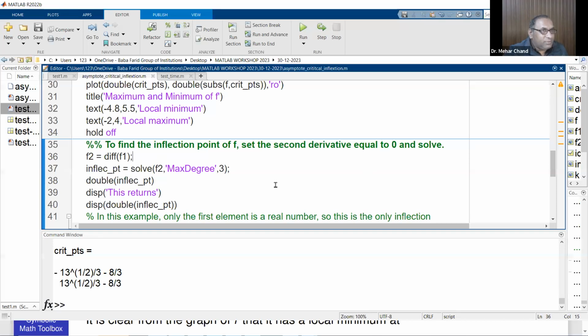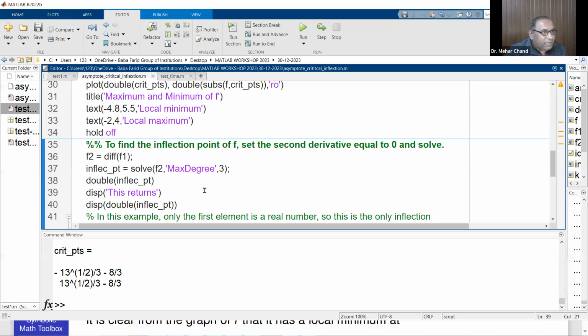So here, what do we do? To find the inflection, we set the second derivative to 0. So we need to calculate f1, the first derivative, and here we are using diff. This will return the second derivative. Then we will solve this equation and store the value in inflection_point. The value will be returned, and at this place we will display it.